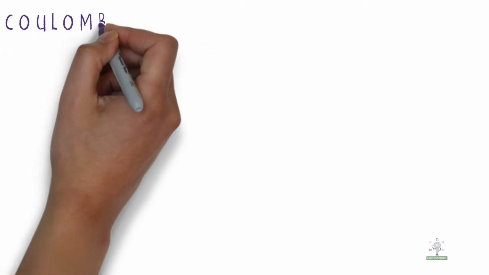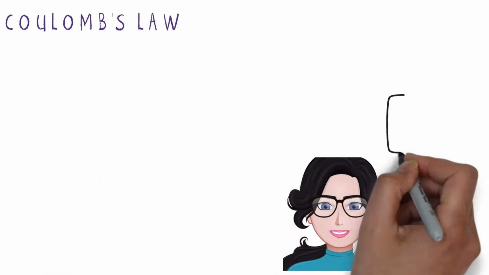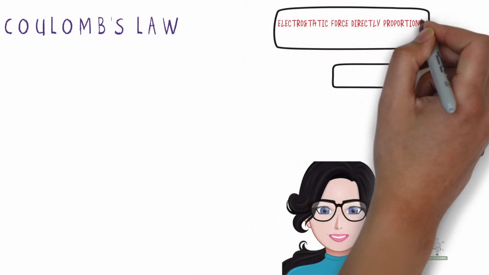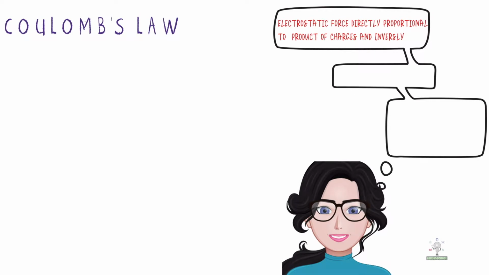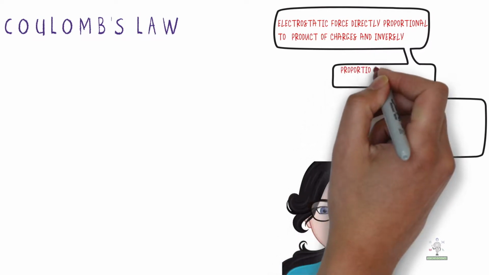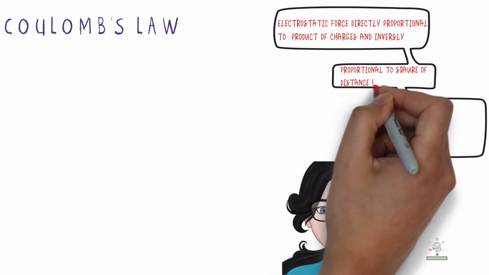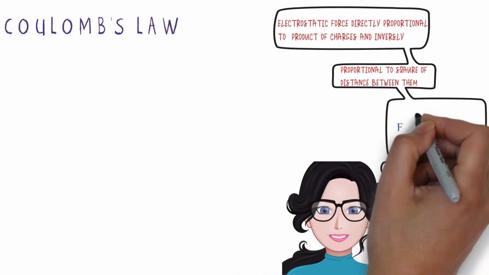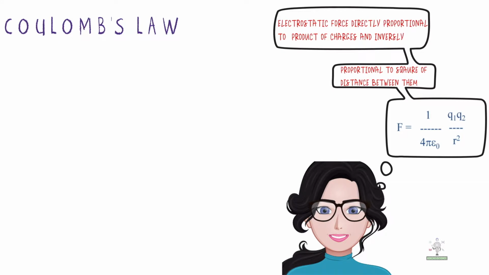And if we're talking about electric force, we should have a look at Coulomb's law. Coulomb proposed that when we have two charges in a space separated by a distance r, the electric force will be directly proportional to the product of the charges and inversely proportional to the square of the distance between them. Mathematically, F equals 1 by 4 pi epsilon naught, Q1 Q2 by r square.